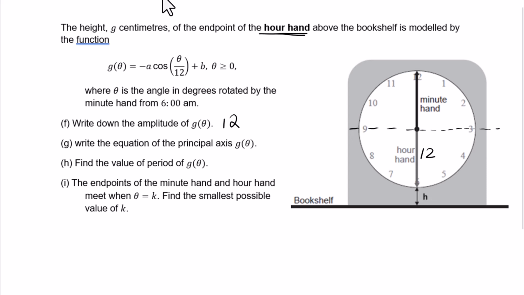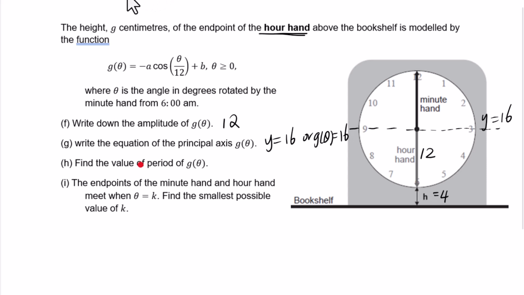Write down the equation of the principal axis of g of theta. This is the midline: 12 plus 4 equals 16. So you can write y equals 16, or g of theta equals 16.